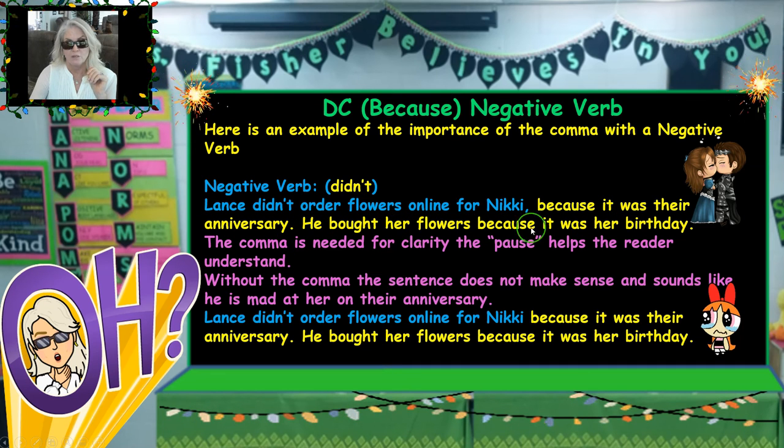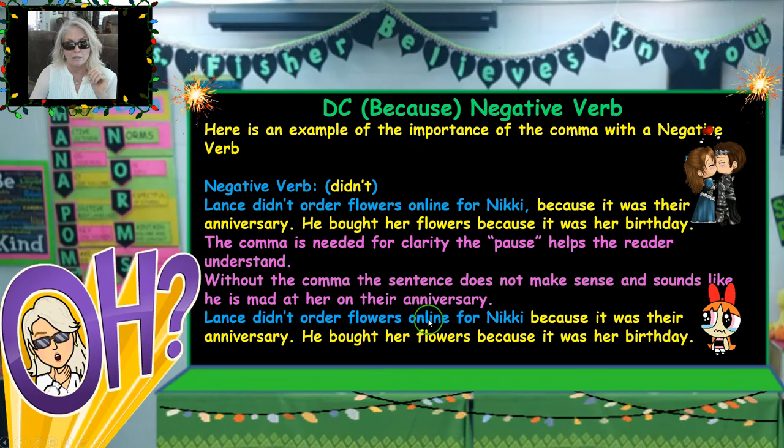He bought her flowers because it was her birthday. The comma is needed for clarity. The pause helps the reader understand. Without the comma, the sentence does not make sense and sounds like he is mad at her on their anniversary. Here's what it would sound like without the comma.